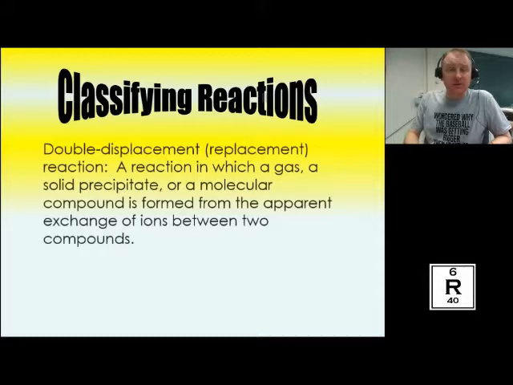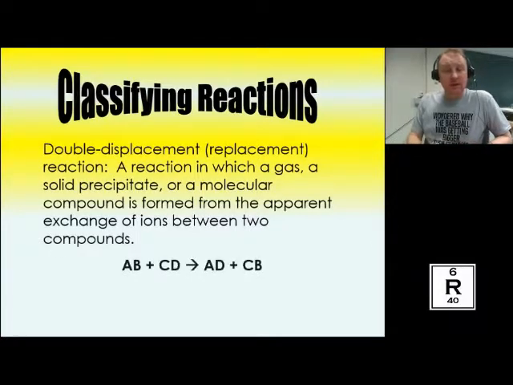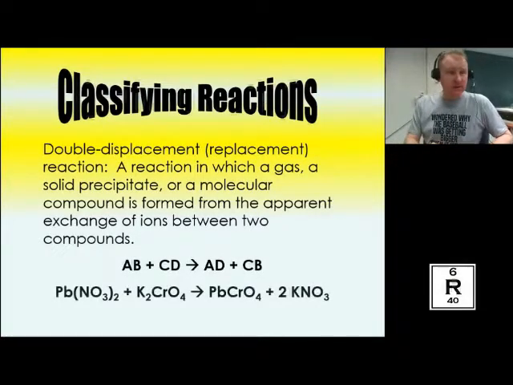All right, and the next reaction that you're going to need to be able to identify is a double displacement reaction, or a double replacement. In this situation, unlike the single displacement, you're going to have two compounds that react together, and you'll get two different compounds. So it's a reaction in which a gas, a solid precipitate, or a molecular compound is formed from the apparent exchange of ions between two compounds.